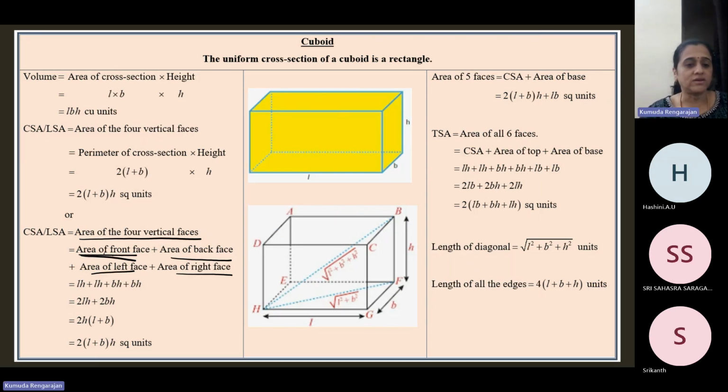So front face is L into H, back face is also L into H, left face B into H, right face B into H. So when you add all this, what do you get? LH plus LH is 2 times LH. BH plus BH is 2 times BH. So what's common? We have studied algebra. 2H is common between these two terms. So in the bracket, you get L plus B. Correct, factorizing, by taking out the common factor.